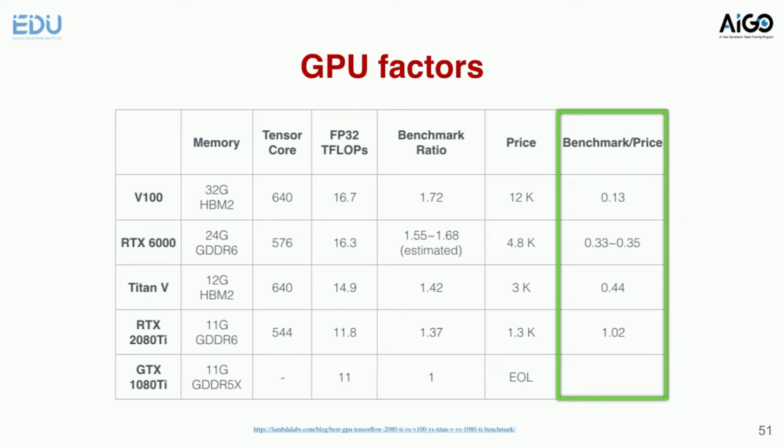But if you have a lot of money, you may buy the V100. I don't have money. Donate. But if you are doing a personal project, you may want to buy the RTX 2080 Ti. And if you are running a startup company, you may want to use the RTX 6000, because it's quick, it's fast, but it's half the price of the V100.